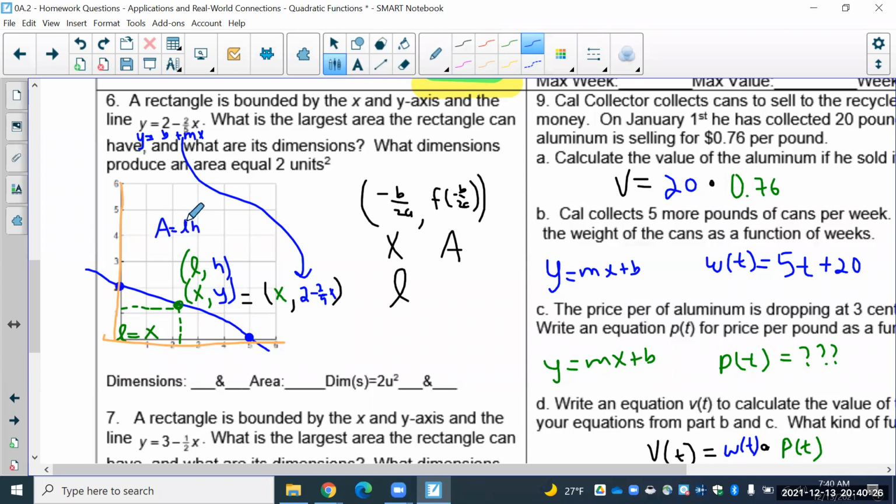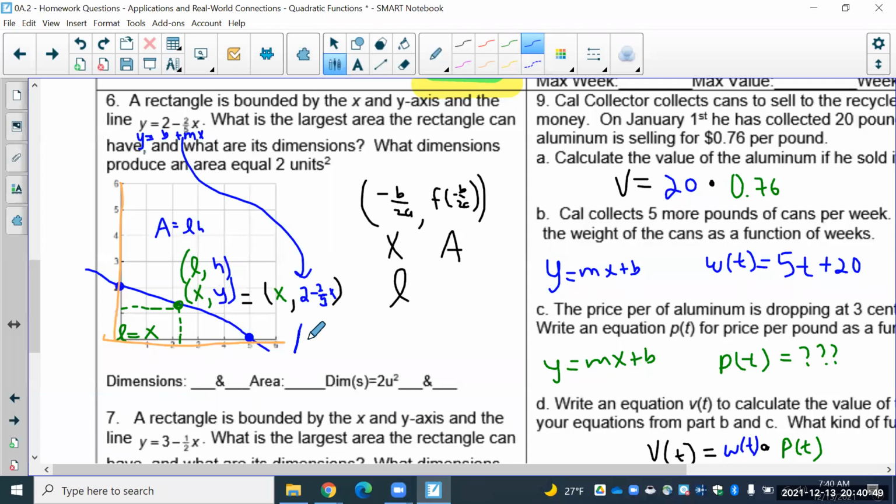That's a cursive L right there, not an E, because a normal L looks like a 1. So I use cursive L. The L is the x and the height is the line. So that comes out to x, and then the line is y equals 2 minus 2/5 x. And so once I have that, I have everything I need to find the area equation.